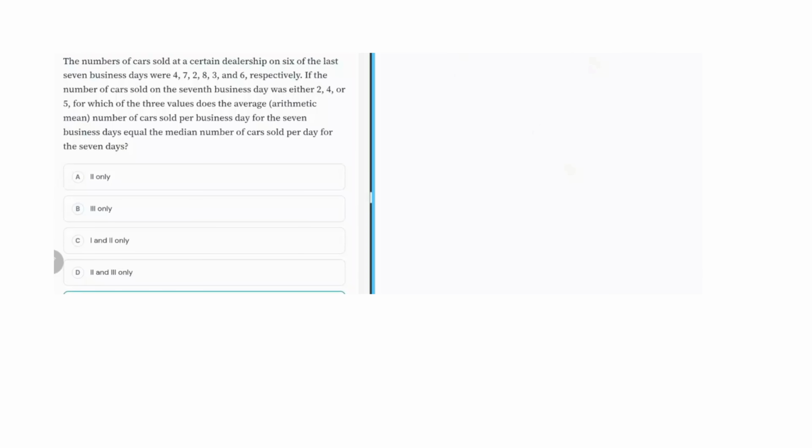Now, let's start this way. Let's start by arranging what we have. 2, 3, 4 is there, 5 is not there, 6, 7, 8. Let's add all these numbers together. 2 plus 3 plus 4 plus 6 plus 7 plus 8. Can you confirm that it's 30?